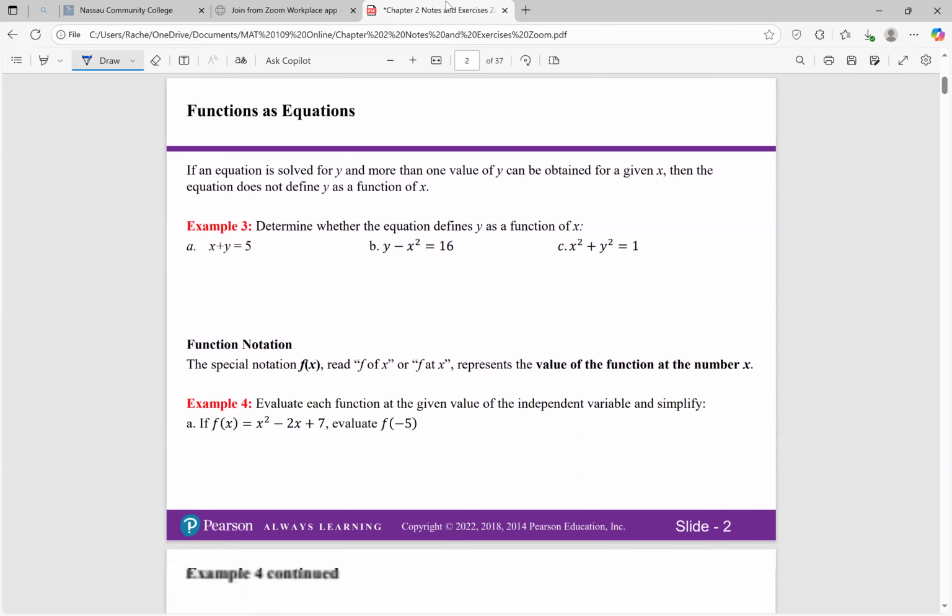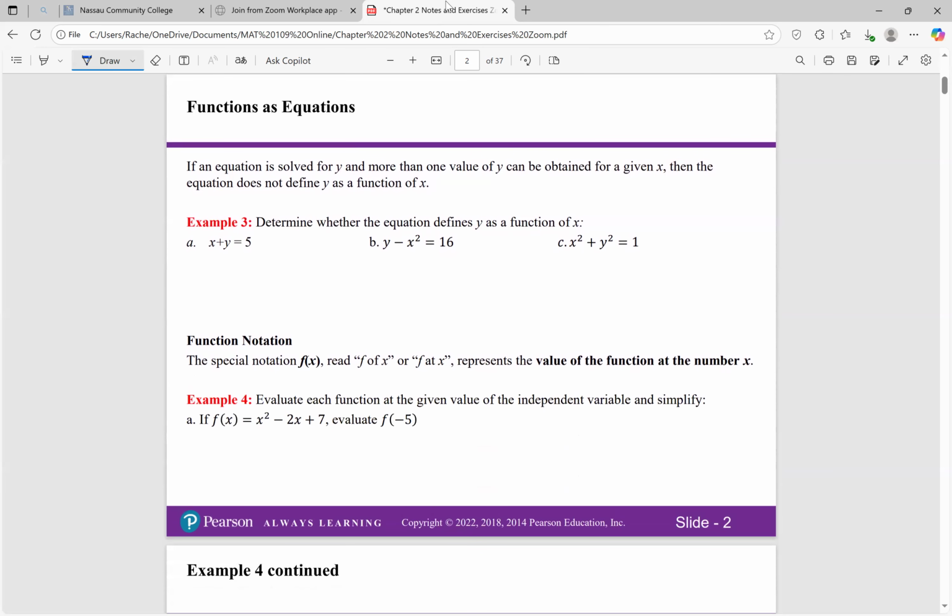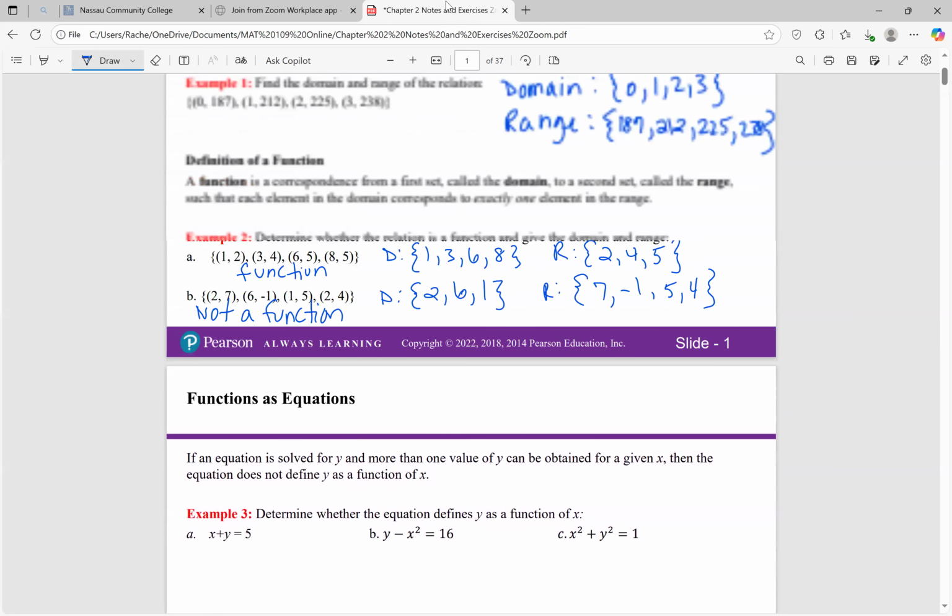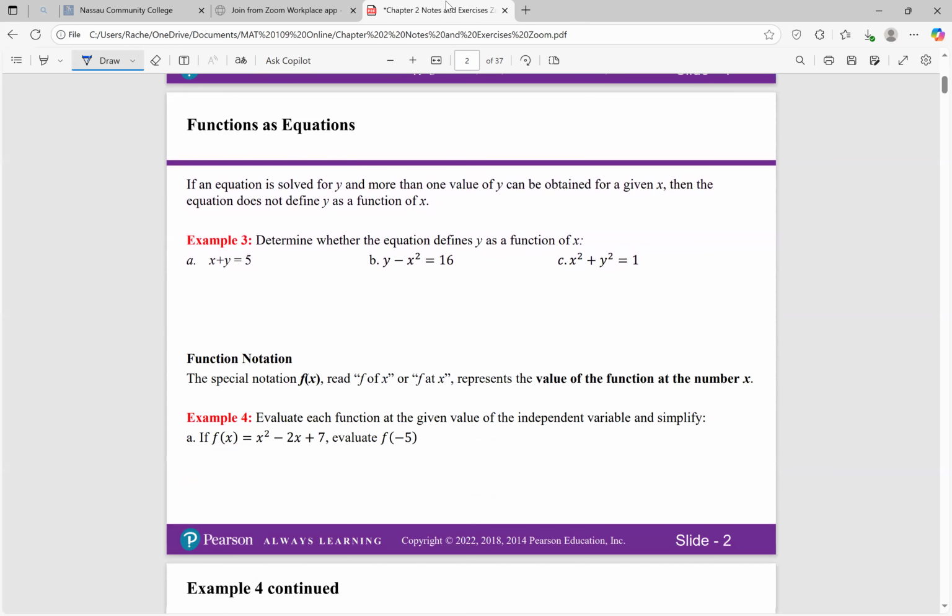We can also determine if an equation constitutes a function. So another way that a function or a relation can be written: a relation could be written as ordered pairs, but it could also be written as an equation. If an equation is solved for y and more than one value of y can be obtained for a given x, then the equation does not define y as a function of x. So look at example 3.